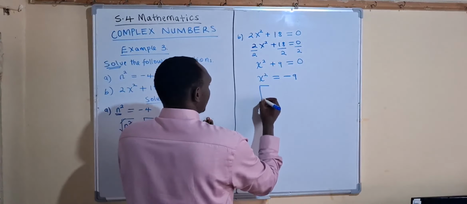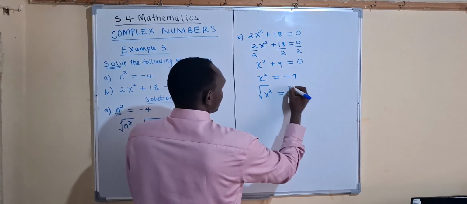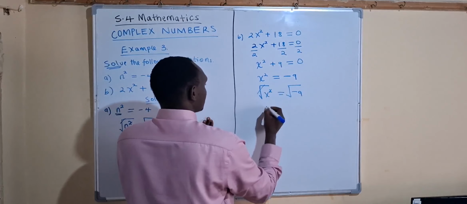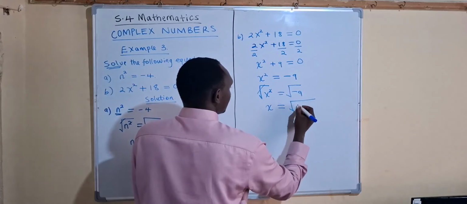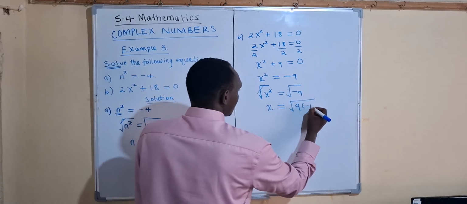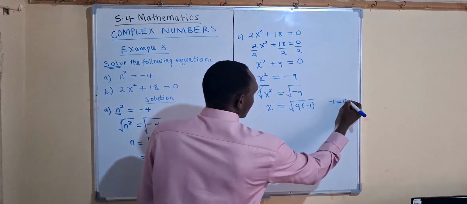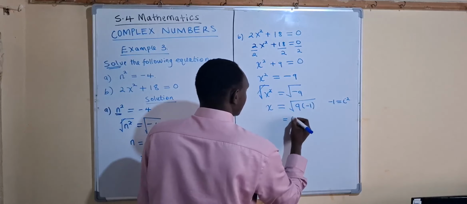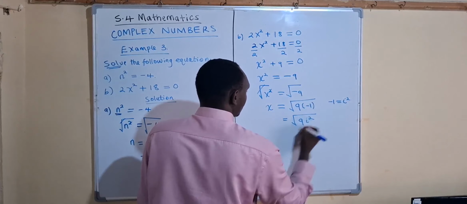But I'm only looking for x, so I must take the square root on both sides of the equation. This and this will cancel, so that x equals, but what is -9? It's the same as 9 times -1, for which -1 is the same as i squared. So we substitute for it. Here it gives us the square root of 9i squared.